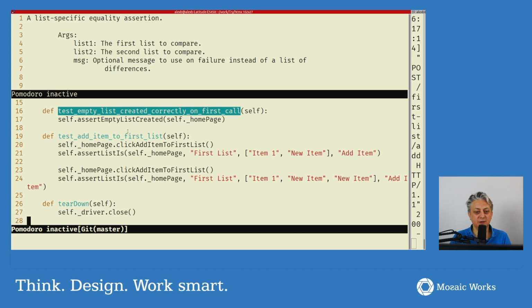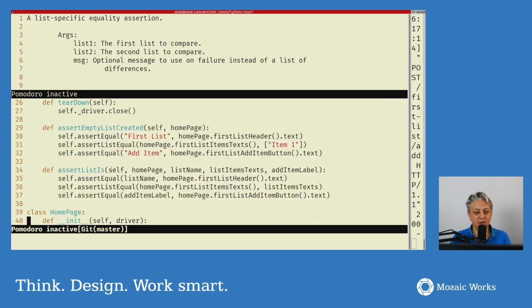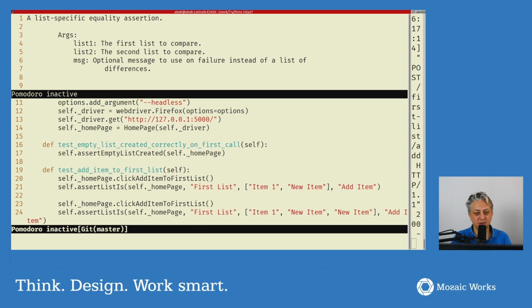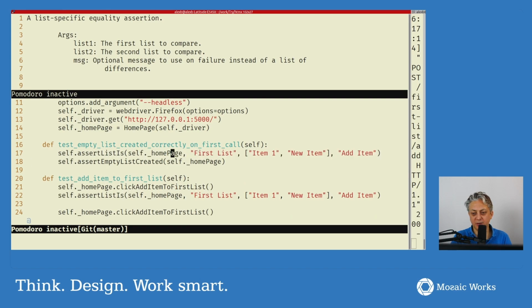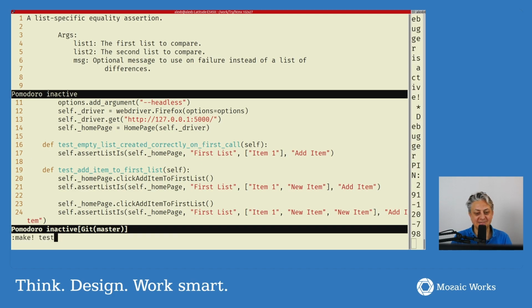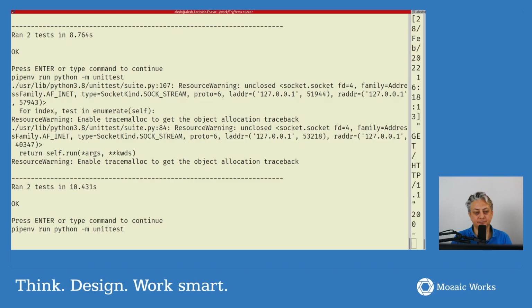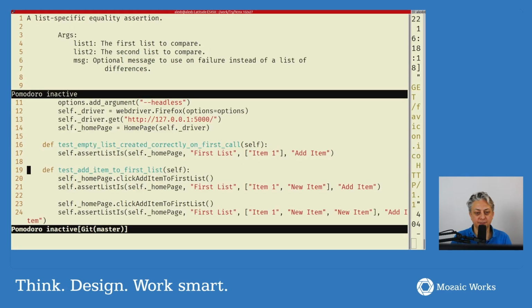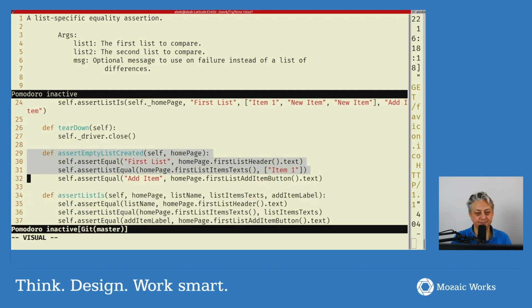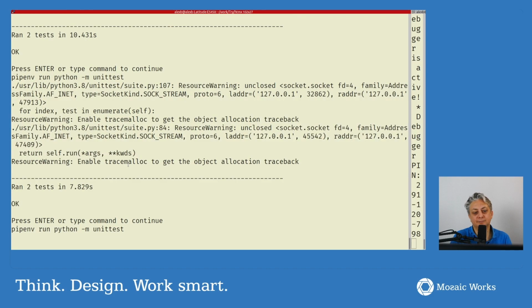We have empty list, we have add item, we have assert list is. Oh yeah, I wanted to do one more thing, which is to replace the call to assert empty list created with assert list is. In order to do that, we need to do only this. And I think that now we can quickly remove assert empty list created. And we now have much shorter code, which I really like.